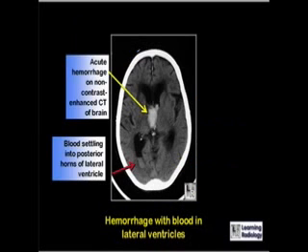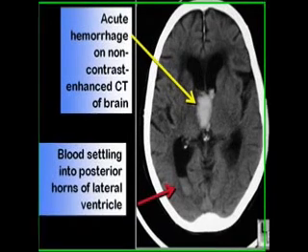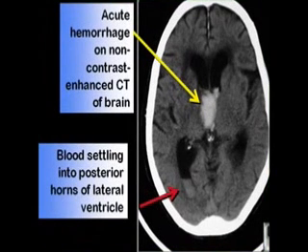This is an example of hemorrhage with blood in the lateral ventricles. The yellow arrow is pointing to acute hemorrhage on a non-contrast enhanced CT of the brain, and the red arrow is showing where the blood has settled into the posterior aspect of the occipital horns of the lateral ventricles.